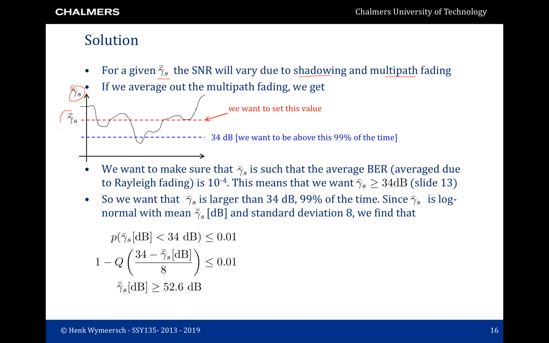So this is the black line changing over time. The average value is gamma bar SS, at least in the dB domain. So this is the average value due to path loss only. This is the value that we want to set. So the red level is the level that we get to choose. We want to be above 34 dB 99% of the time. Why do we want 34 dB?